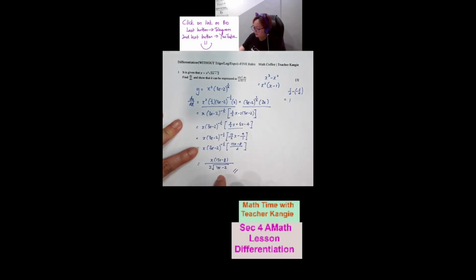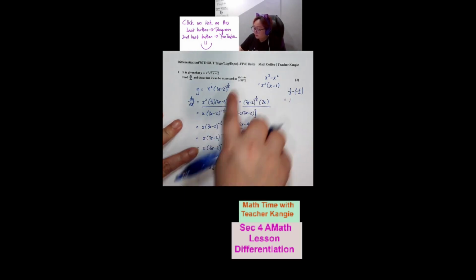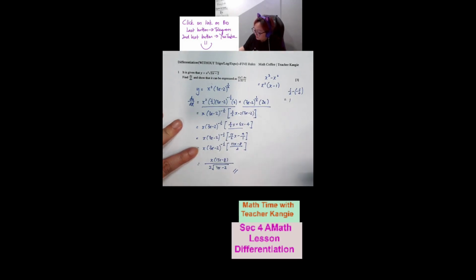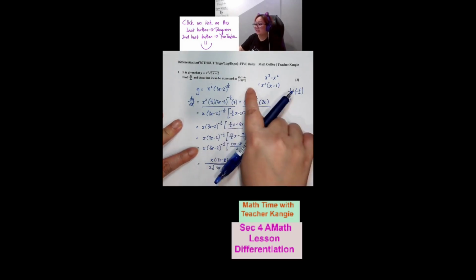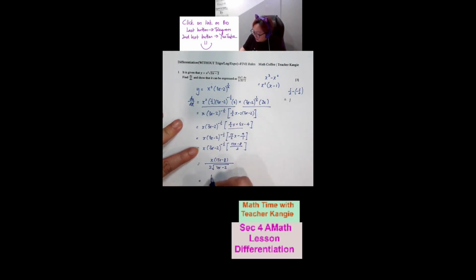See, exactly the same. No, not exactly the same. They brought the x in, so just do one more step, because we need to show exactly the same. So we just say, okay, 15x squared minus 8x over 2 square root 3x minus 2, shown.